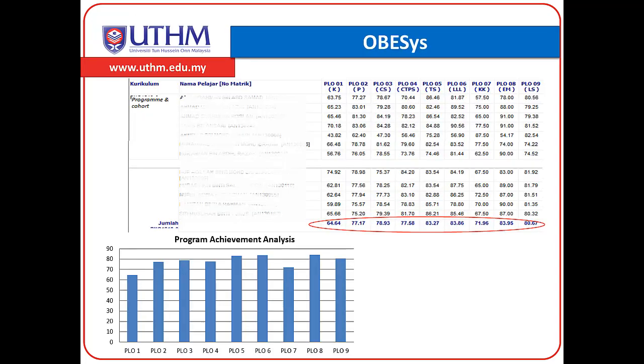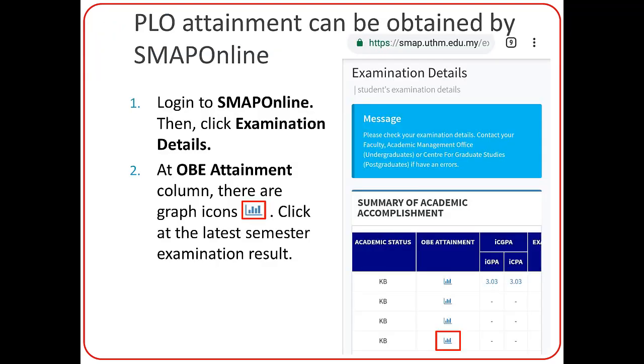All right, so this is an example of OBESIS. You can see there's PLO 1, 2, 3, 4, 5, 6, 7, 8, 9 up there. The system will calculate the attainment or the marks for each PLO. For students, you can check your own PLO attainment through SMAP online. At examination details, you click the bar icon, OBE attainment, and then you get your latest semester examination results. Click at the latest examination results. You will get, next slide.